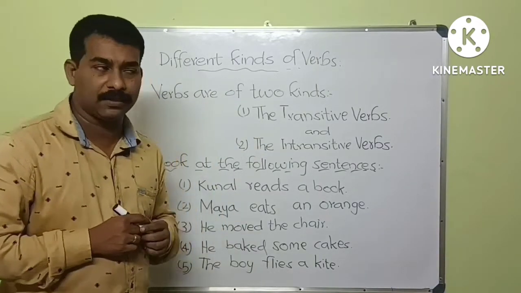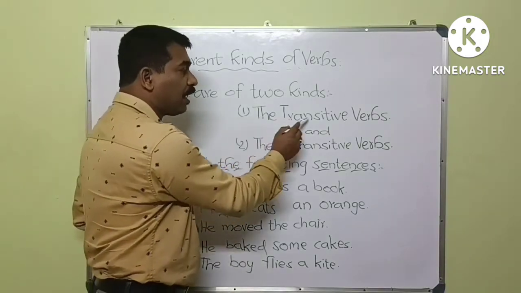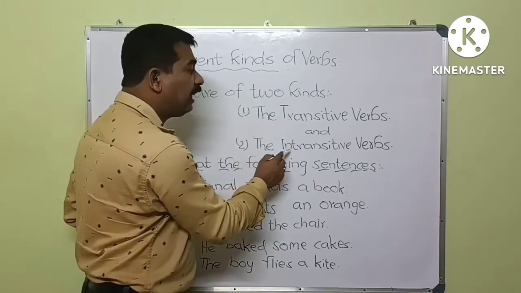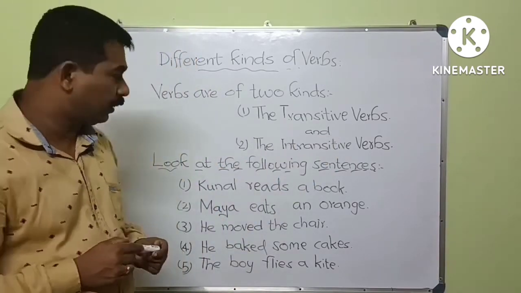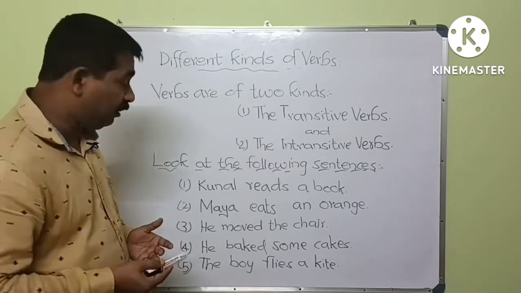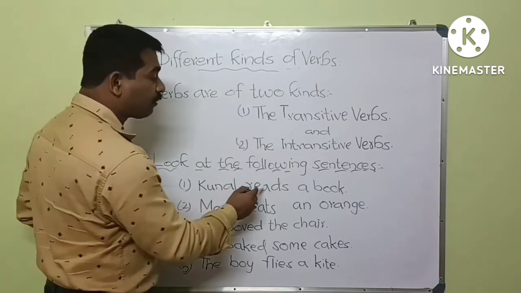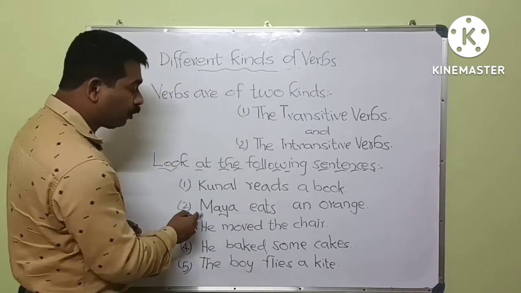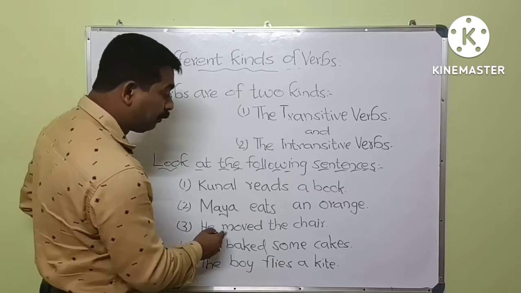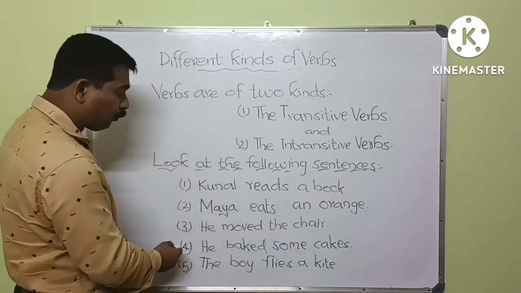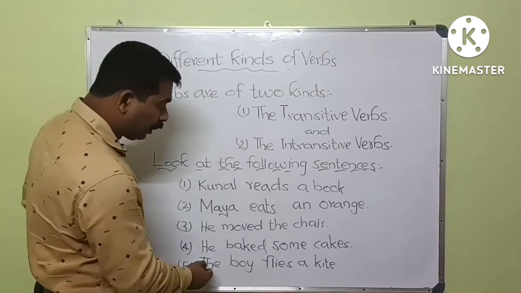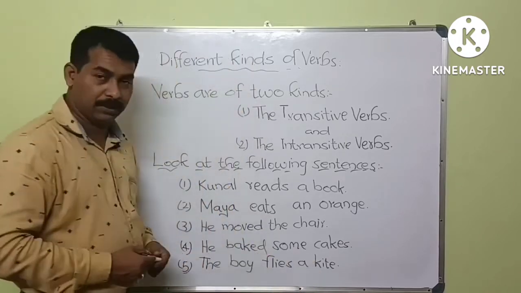Different kinds of verbs. Verbs are of two kinds. The number 1, the transitive verbs, and number 2, the intransitive verbs. Look at the following sentences. Let me read them. First one, Kunal reads a book. Number 2, Maya eats an orange. Number 3, he moved the chair. Number 4, he baked some cakes. Number 5, the boy flies a kite.